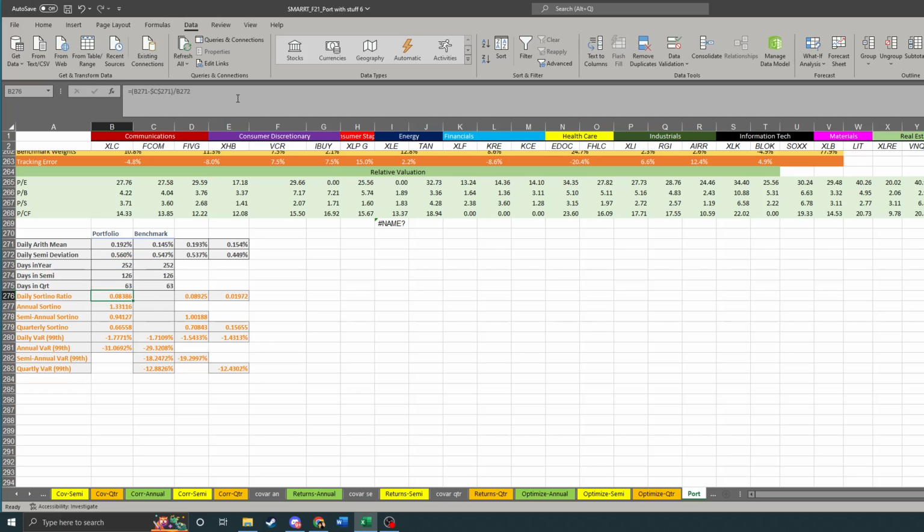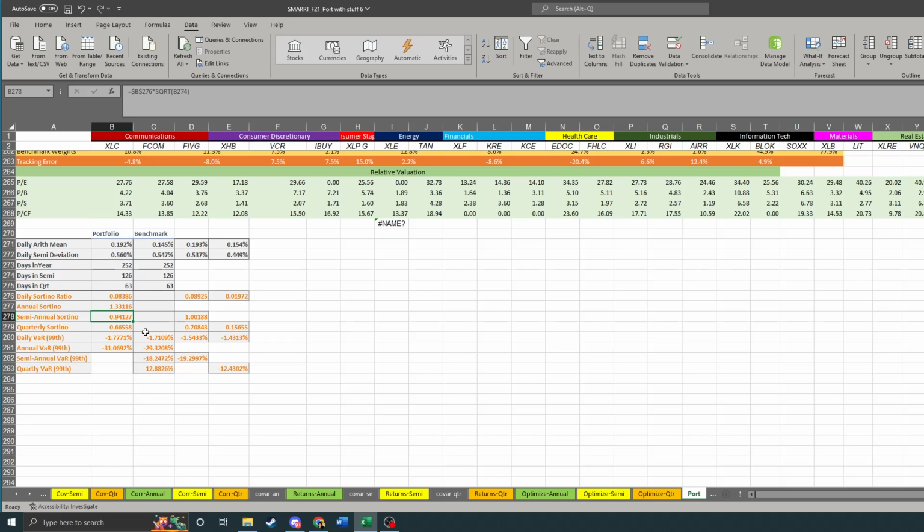Then Sortino ratios. Sortino ratio is just calculating the portfolio daily return minus the benchmark's return divided by the semi-deviation. So basically, what is the risk of the portfolio versus its benchmark, and what is the return of it? And that gives you a ratio. Then to annualize that, you just do some math based on the daily Sortino that you just calculated times the number of days, and then you square root that. So it's not too bad.